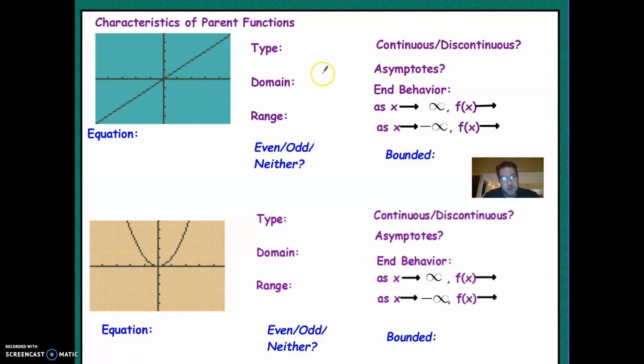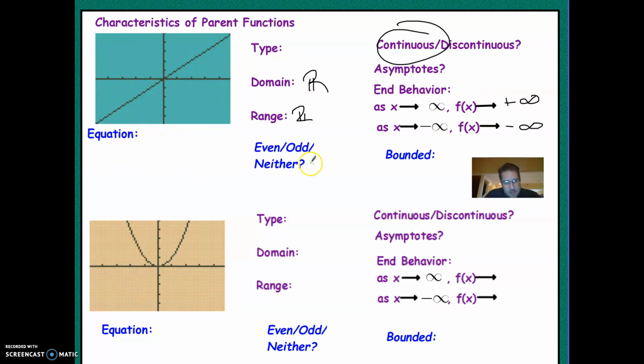Okay, so starting off, the most basic function we have here is a linear function. This is linear. The domain is all real numbers because it's going left and right infinitely. The range is also all real numbers because it goes up and down infinitely. This is continuous because you can draw it with one line. It does not have any asymptotes. The end behavior, as x is going towards the right, which is towards positive infinity, the height is going also up towards positive infinity. As x goes to the left, that would be towards negative infinity, the f of x goes down towards negative infinity.